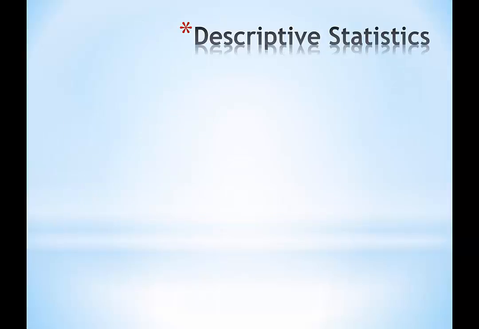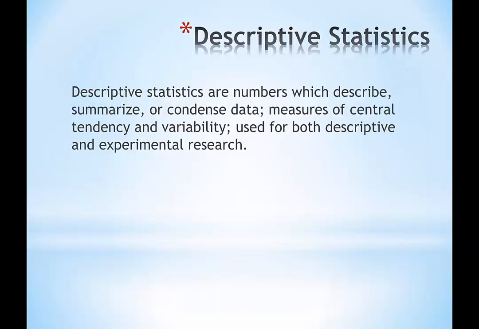So, descriptive statistics are those numbers which describe, summarize, or condense data. These are typically our measures of central tendency and variability. We use these for both descriptive and experimental research. So, as a quick reminder, measures of central tendency are mean, median, and mode. Measures of variability, range, variance, and standard deviation would be common examples.